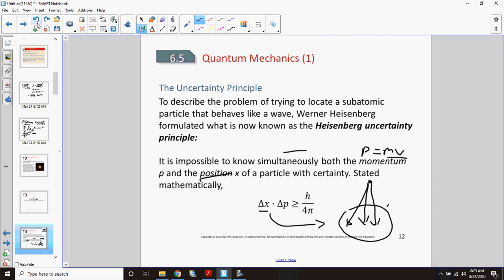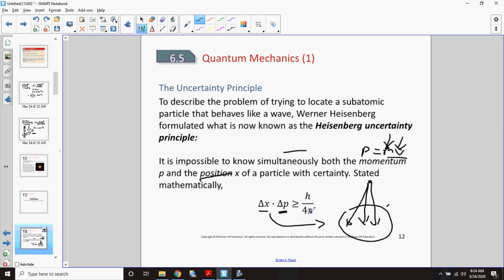When we're talking about subatomic particles, we can either know where they are or we can know how fast they're moving, but we can't know both at the same time. So delta x, uncertainty in position, multiplied by delta p, the uncertainty in momentum. Because momentum is p equals mv, the mass of an object isn't really going to change. What is going to change is its velocity, so this is really uncertainty in velocity. It has to be greater than or equal to Planck's constant divided by 4 pi.